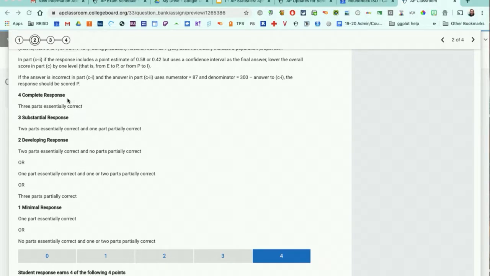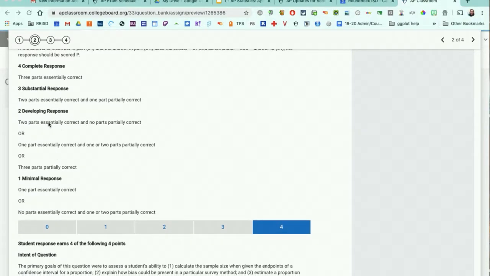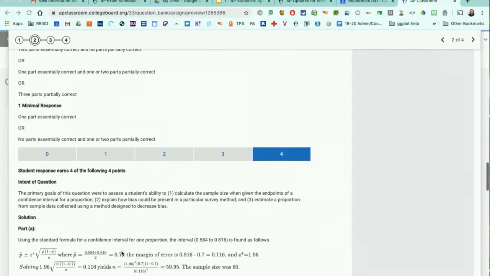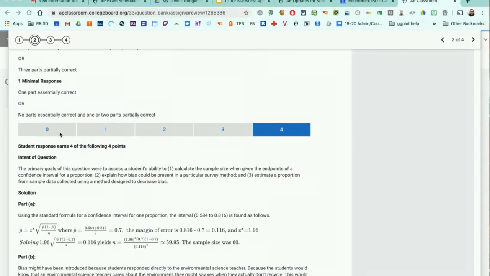So if you had all 3 essentially correct, you would get 4 points for that question. If you had 2 parts essentially correct and 1 part partial, so if you had 2 E's and a P, you would get a 3. Getting a 2 would be 2 essential and 1 incorrect, 2 partial, or 3 partial, etc. So this gives you the options of what you could get a 2 for, and then a 1 if you only had 1 essential or 2 parts partial or whatever. So if you had none of those options, you would get potentially 0.